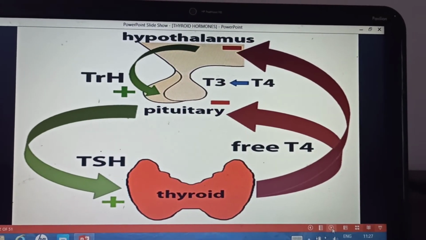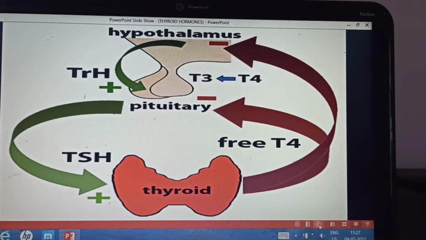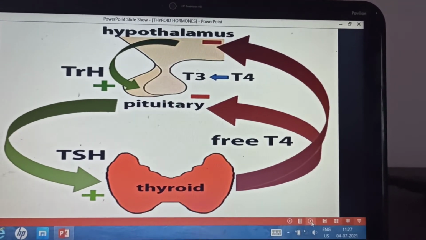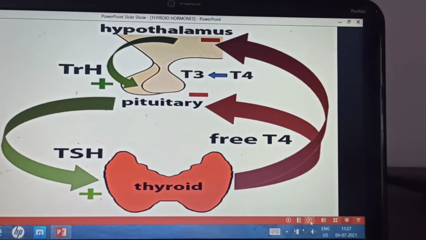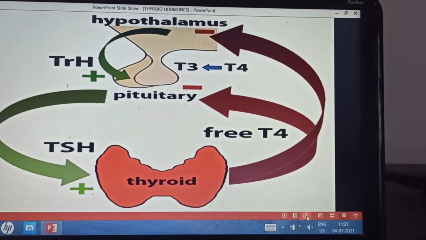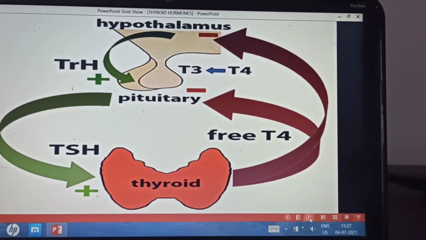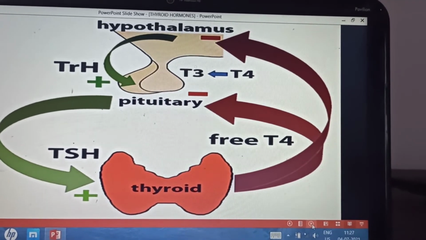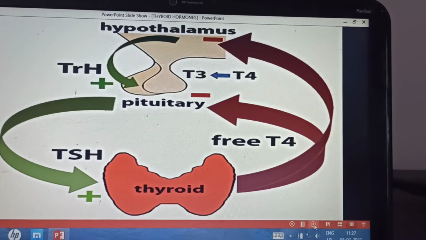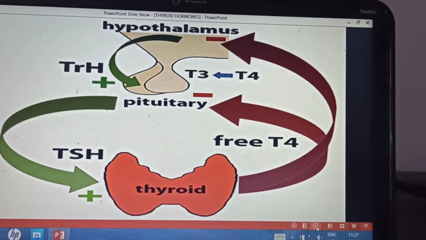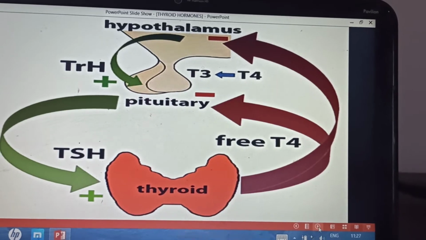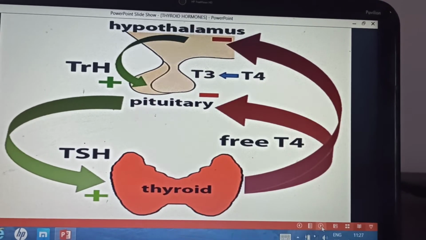Here also hypothalamus secretes the TRH, which acts on the anterior pituitary to release the TSH. TSH acts on thyroid gland to release T3 and T4. Free T4 and T3, they send negative feedback signal to the hypothalamus and anterior pituitary and decreases TRH and TSH respectively, which will decrease the further production of the thyroid hormones.